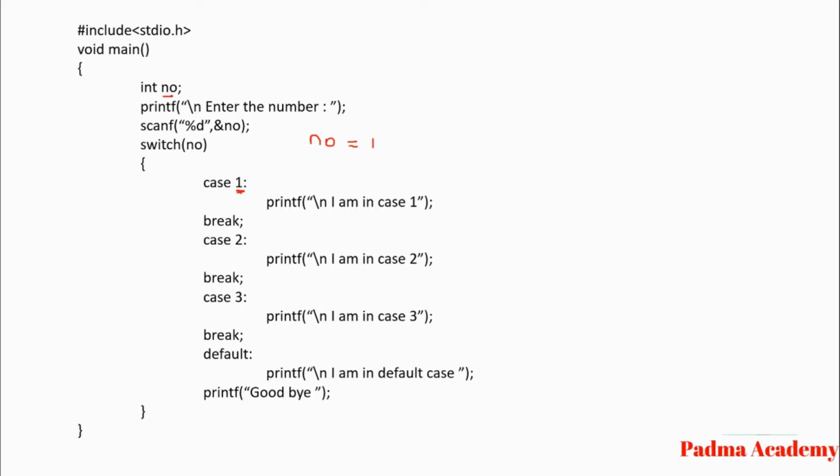Suppose the user gives the value of 2 over here instead of 1. What will it print? Yes, I am in case 2. Similarly, for 3, it will print I am in case 3. If the user gives the value 4 or any value that does not exist over here, that is, here only 1, 2 and 3 exist, so if the user gives any value like 4, 10, 20, 100, then it will just execute the default statement, that is, I am in default case, then it will print goodbye. Okay, so what will happen if I remove this break statement from here?